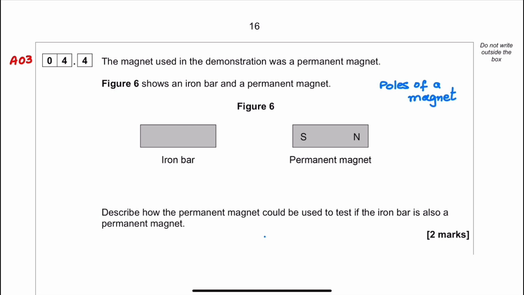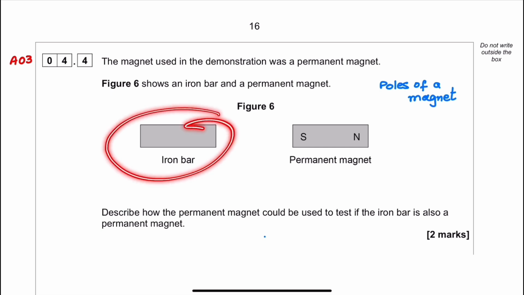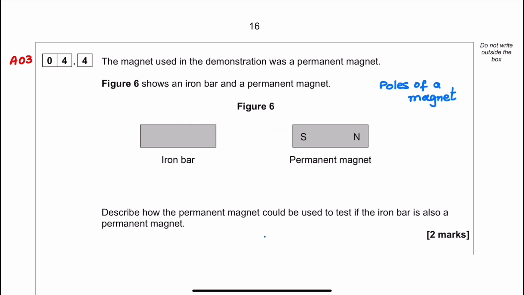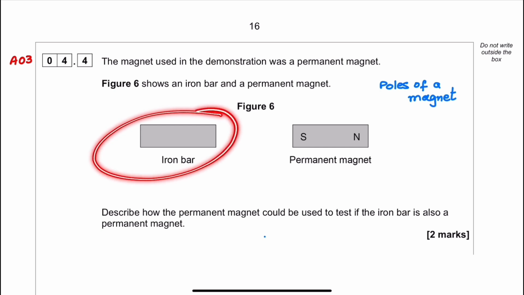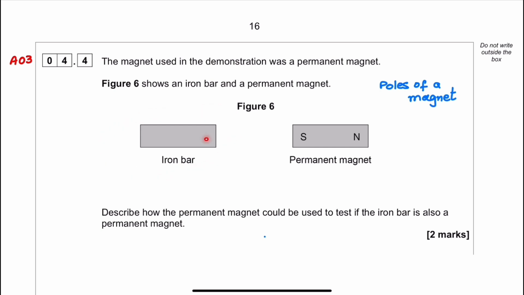In figure number 6, we can see here we have a permanent magnet, but an iron bar is given. We don't know if the iron bar is also a permanent magnet or not. We need to bring this iron bar closer to the permanent magnet. If there is attraction and repulsion between the iron bar and the magnet on changing the poles of the iron bar, it shows that the iron bar is also a permanent magnet. But if the iron bar is attracted towards the permanent magnet even when changing the poles towards the permanent magnet, it is just an iron bar, because iron is a magnetic material.